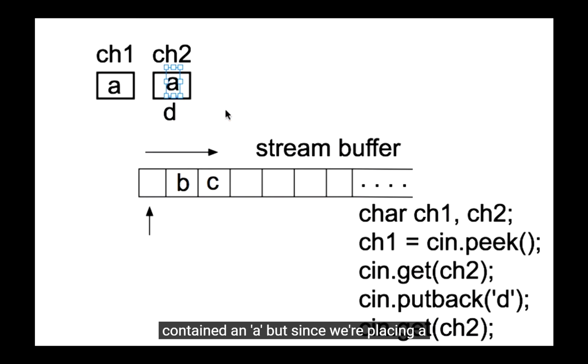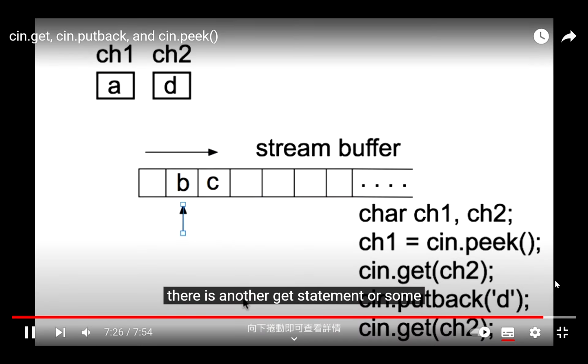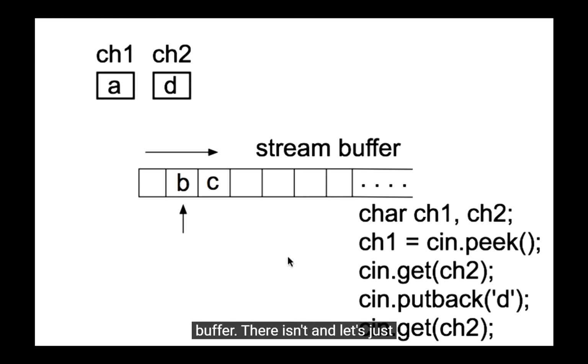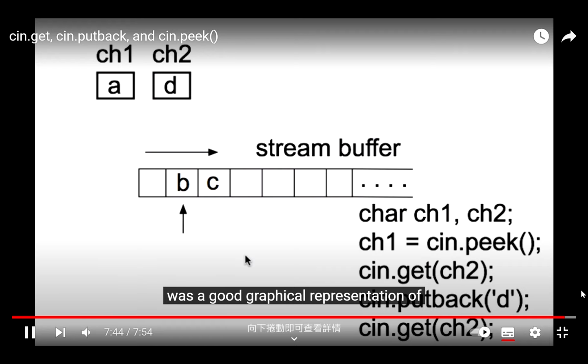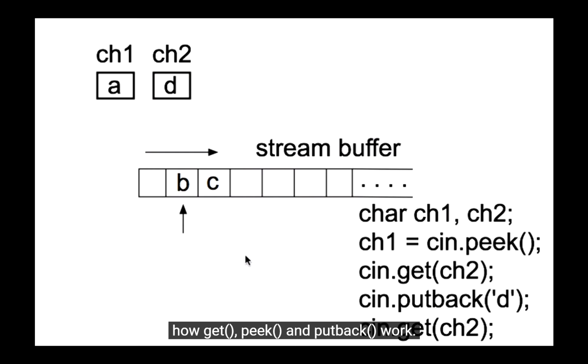ch2 contained an A, but since we're placing a D there, the A gets clobbered. And so the A is overwritten with D. And then we move the pointer over, and B will be the next thing read if there is another get statement or some other statement that reads from the buffer. There isn't. Let's just pretend that the program terminates after this statement. Then the B and the C will get thrown away. Okay, I hope that was a good graphical representation of how get, peek, and putback work.